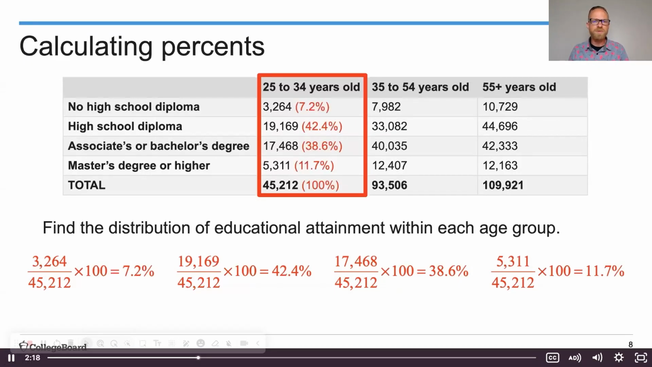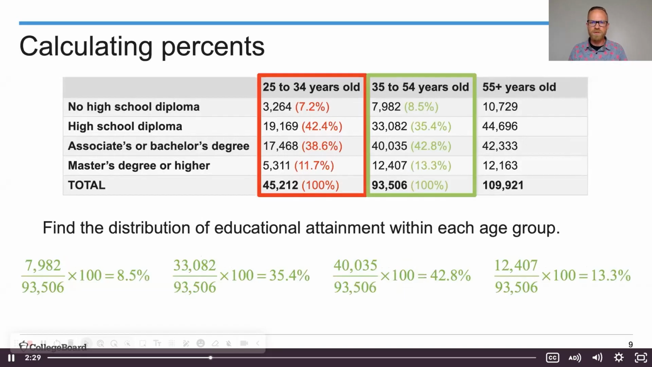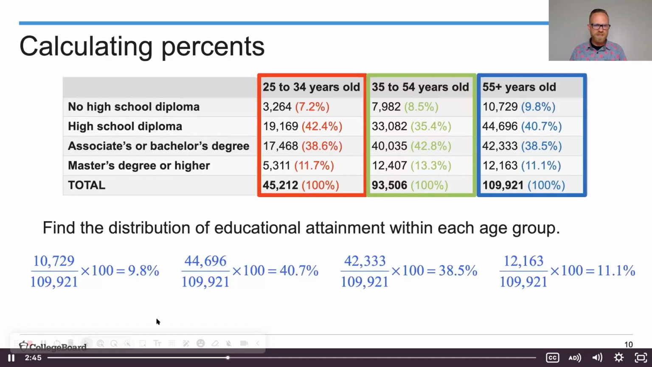So let's take those four percents and add those into our table. And so that is the distribution of educational attainment level for the 25 to 34-year-olds. Now we need to do the same thing for the next age group, that is the 35 to 54-year-olds. And you'll notice that in all four calculations here, we are dividing by the column total, 93,506. And so we've added those percents into our table. And then we need to do the same thing for the last age group, 55 years or older, noticing that when we're dividing here, we're dividing by that column total once again.